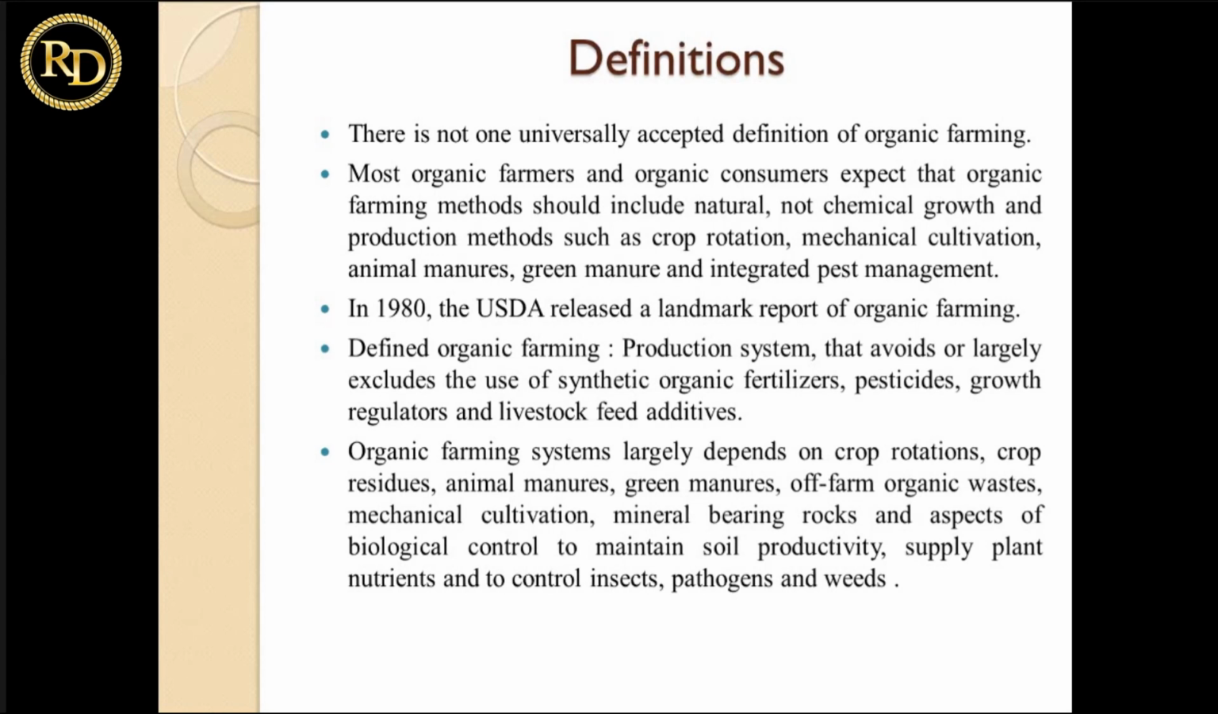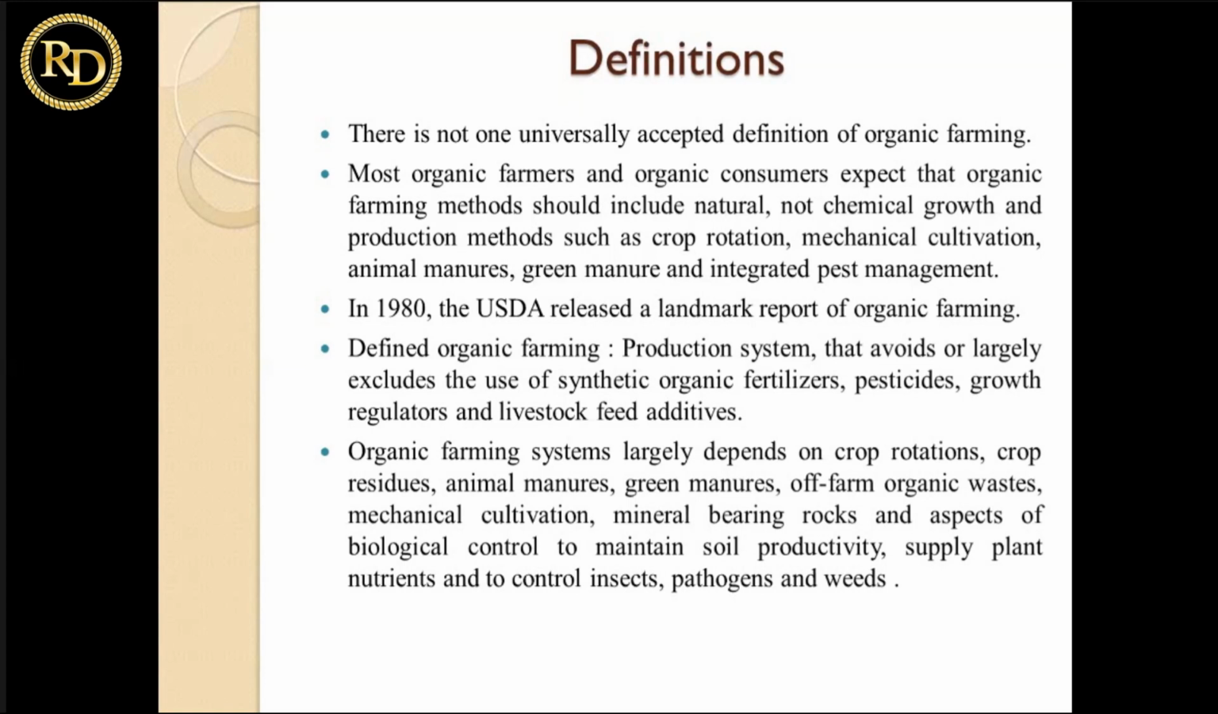But in 1980, the USDA released a landmark report on organic farming. This was one of the important reports on organic farming, and that report defined organic farming. USDA defined production systems in agriculture that avoid or largely exclude the use of synthetic organic fertilizers, pesticides, growth regulators, and livestock feed additives. This is a very proper definition given by the USDA.